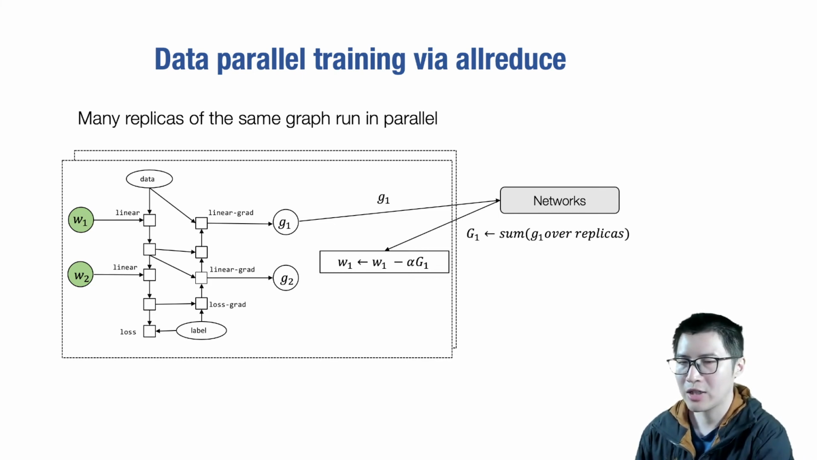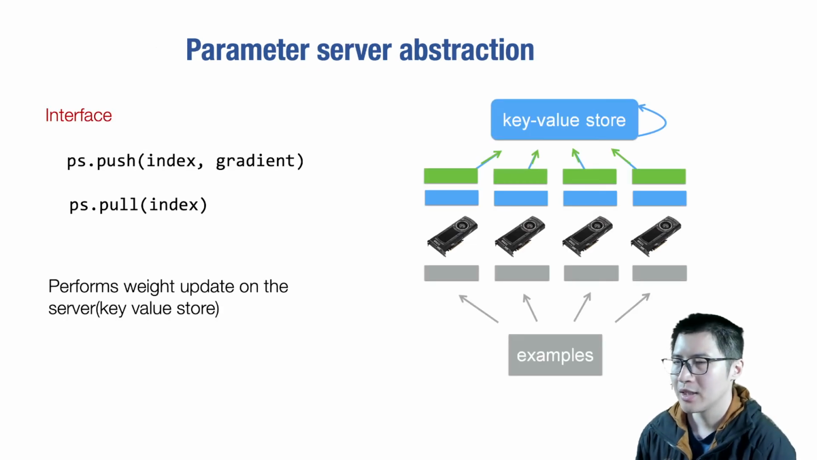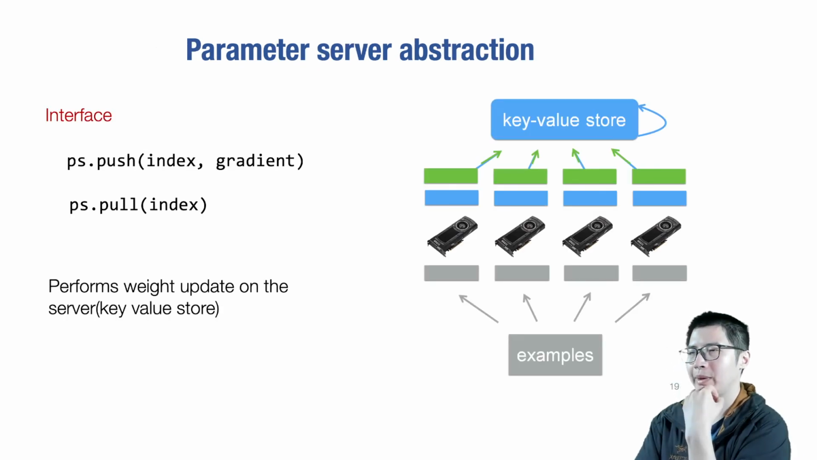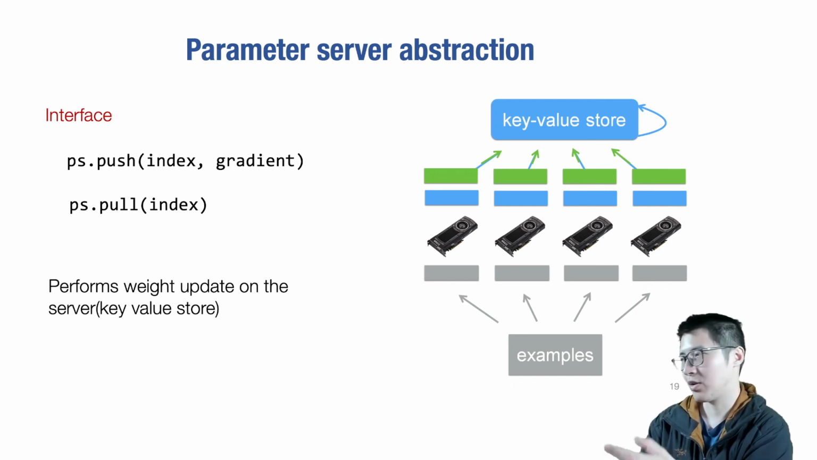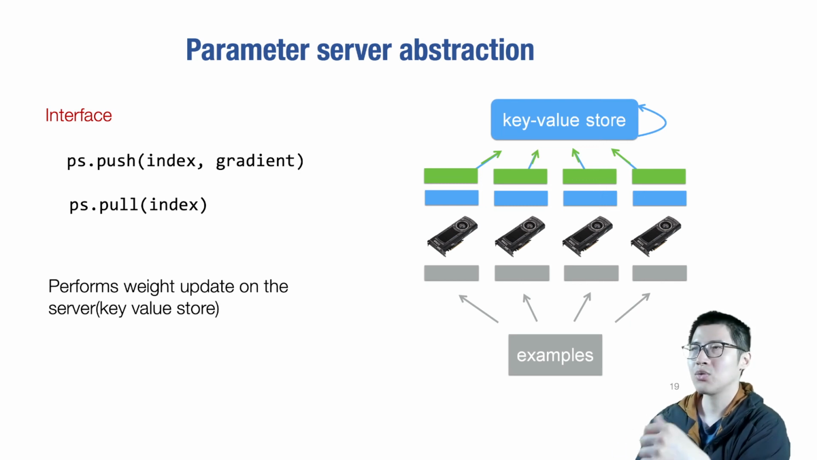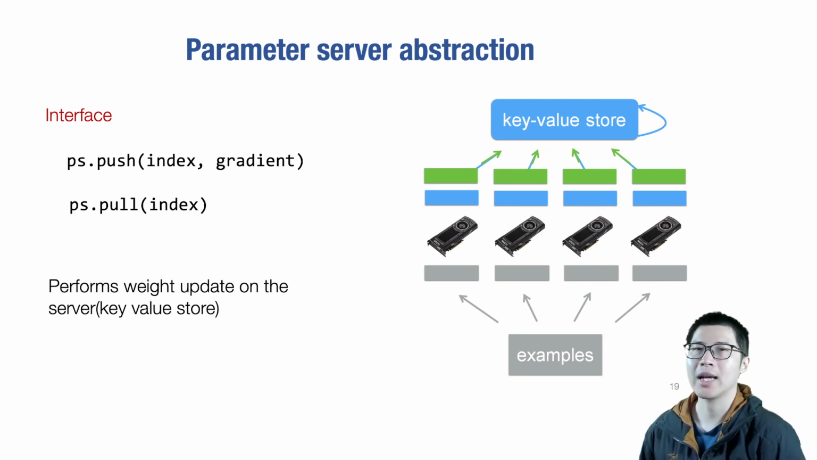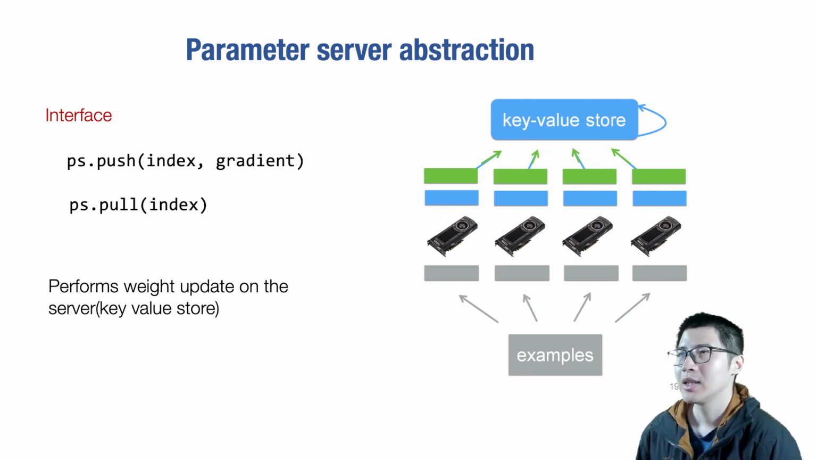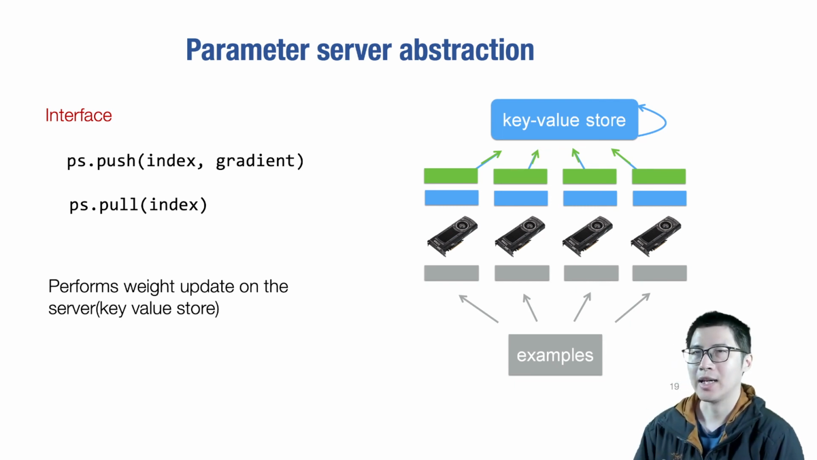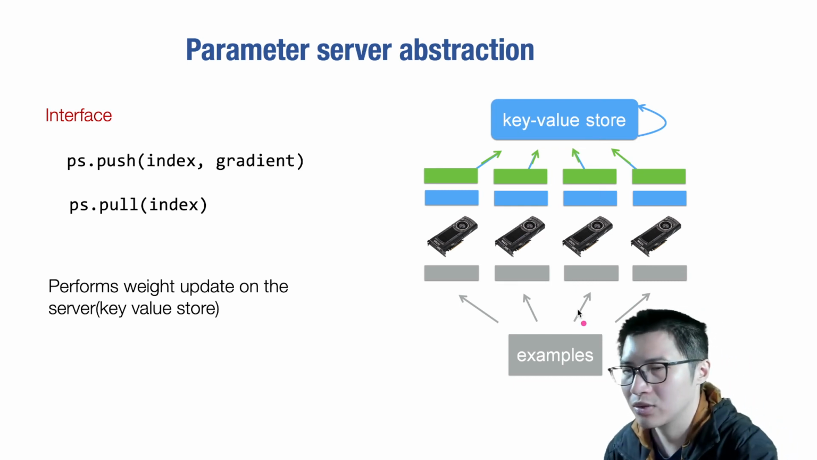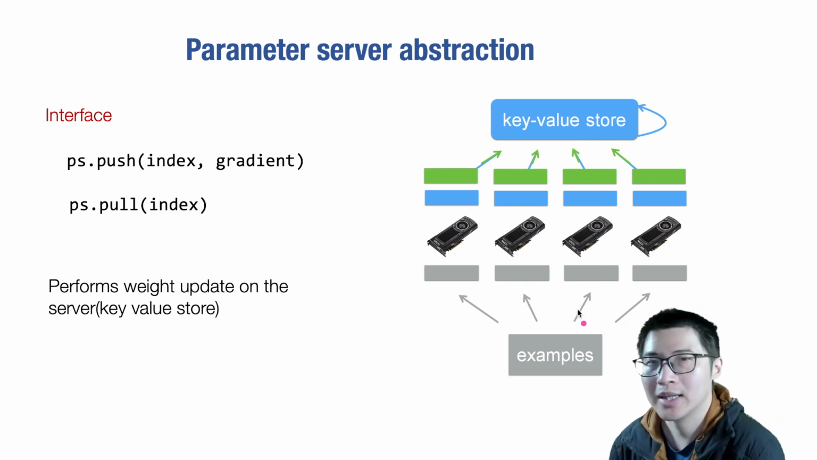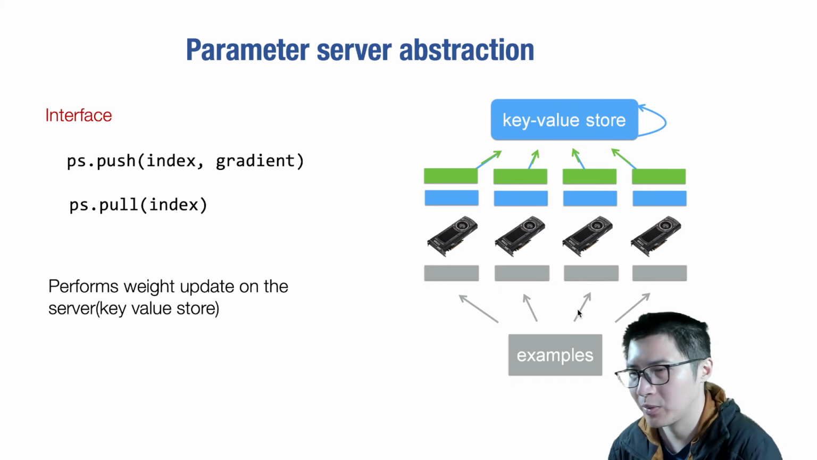There's another commonly used abstraction, which is called parameter server. The idea of parameter server is that instead of doing Allreduce, getting a gradient value, and running the weight updates on each of the machines, we're going to run the gradient update immediately after we get the sum of the gradient. There's a server side that is going to accumulate the gradient, run the updates, and perform the weight updates on the server.